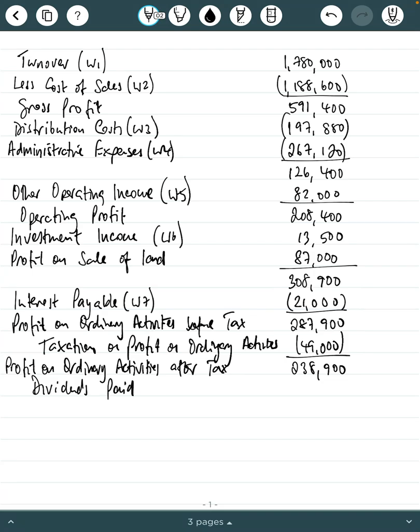Now the next thing we need to do here is to get your dividends paid. Dividends paid are taken straight out of the trial balance, and it is 55,000. That gives you 183,900. All right, nearly there now. That is your retained profit.